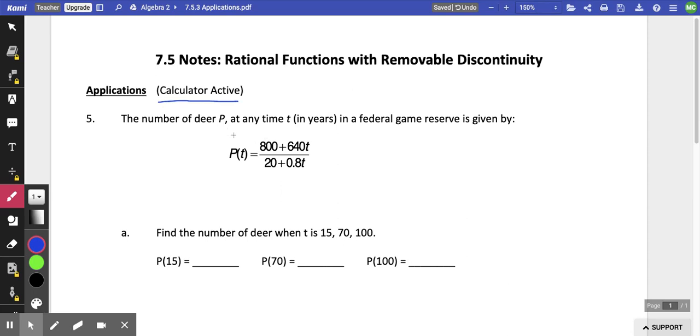Okay, so with a word problem, you have to read the problem first so you know what's going on. It says the number of deer P at any time T in years in a federal game reserve is given by this function here. P of T is equal to 800 plus 640T over 20 plus 0.8T. Since they gave me the function, my job is to figure out what the variables mean. Once I know what the variables mean, then I can do anything they ask me to here. They say P is the number of deer, and T is the time measured in years. So now I understand the function.